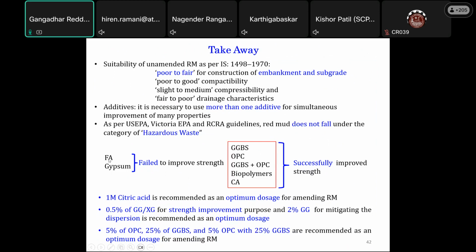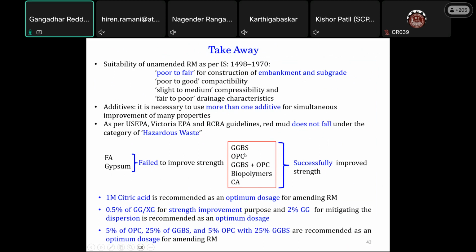But as I said, initially based on the chemical composition of red mud, fly ash and GGBS don't improve the strength of the red mud much. I have not shown those results because there was no strength improvement even after 180 days of curing. So that's why I didn't keep those results.